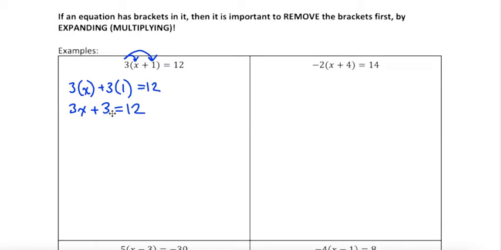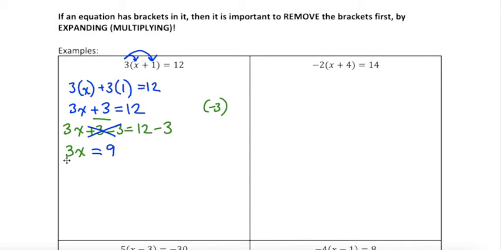Once we've removed the brackets, it becomes an equation that we know how to solve already. So the first thing we want to do is eliminate the constant from the same side as the variable. The opposite of adding 3 is subtracting 3 from both sides. So I have 3x plus 3 take away 3 is equal to 12 take away 3. That leaves me with 3x. My 3 take away 3 is 0, so that's gone on that left-hand side. And this is equal to 12 take away 3, which is 9.